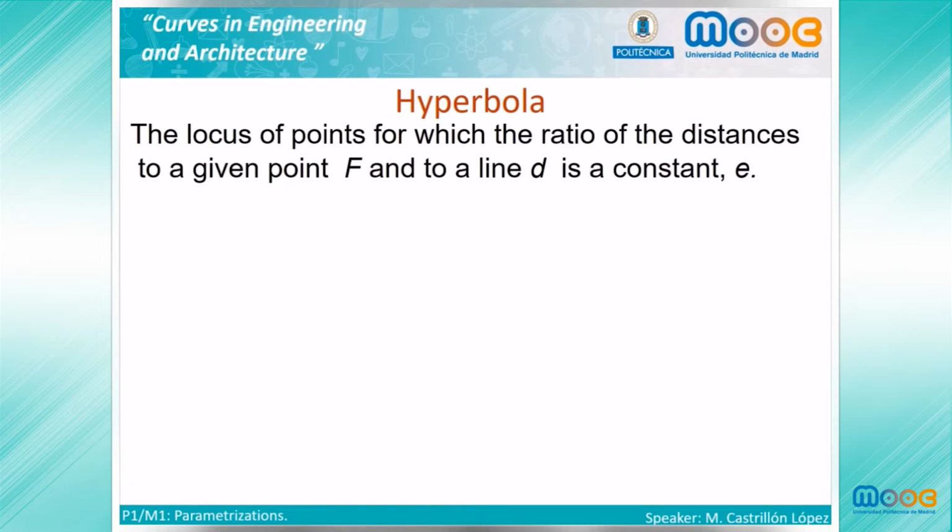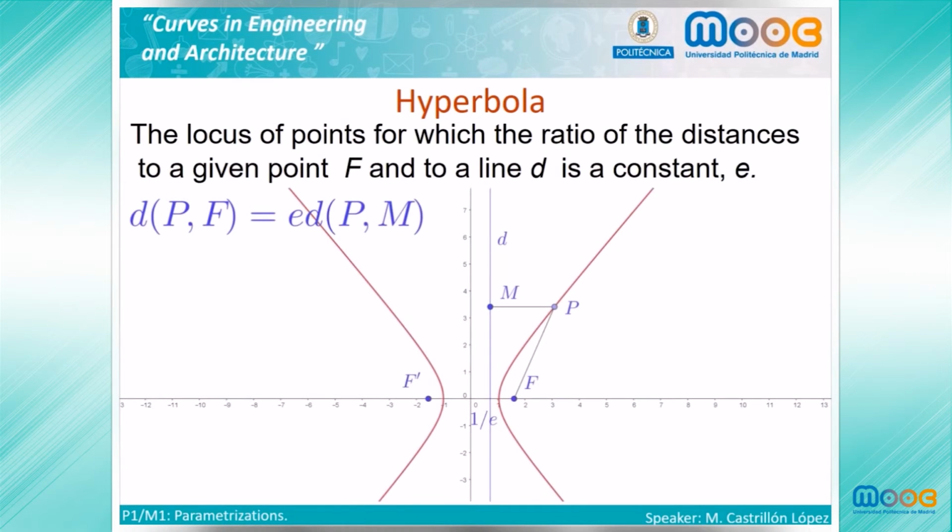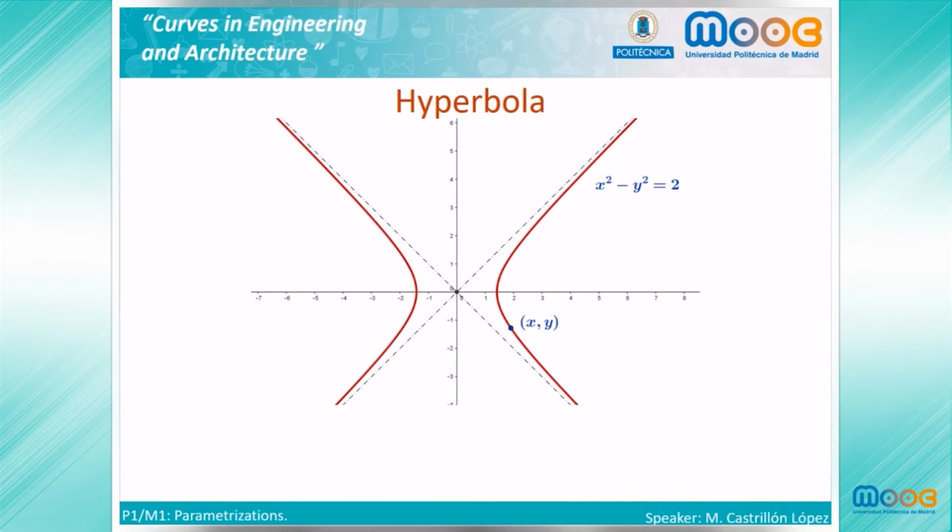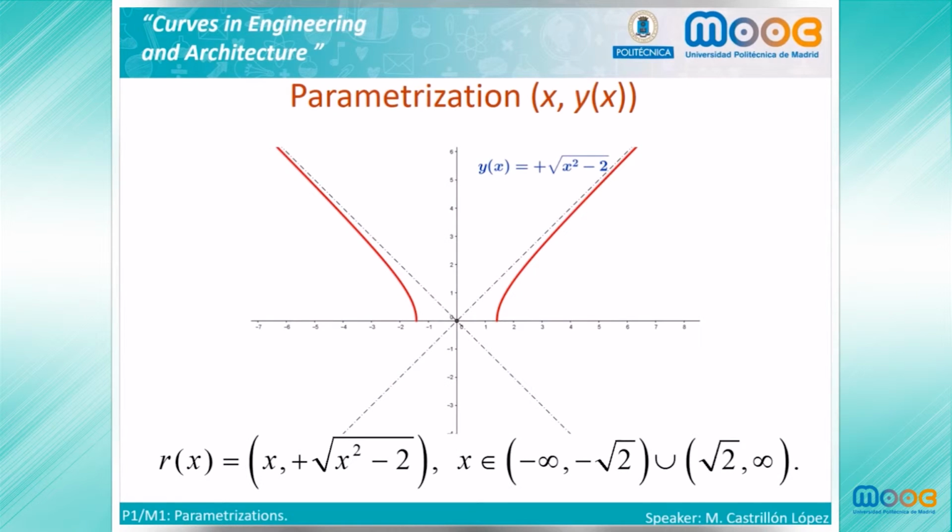We now study the second example, the hyperbola. This is the locus of points for which the ratio of the distances to a given point f and a line is a constant e. For e equals the square root of 2, the equation of this set is x squared minus y squared equals 1. As we did with the circle, we can solve y from this equation. We thus get the parametrization of the upper part of the two branches of the hyperbola.